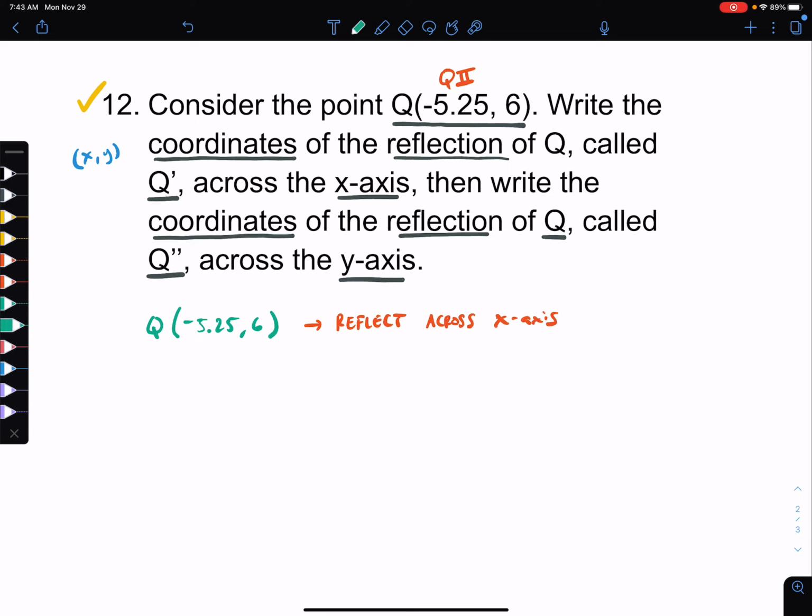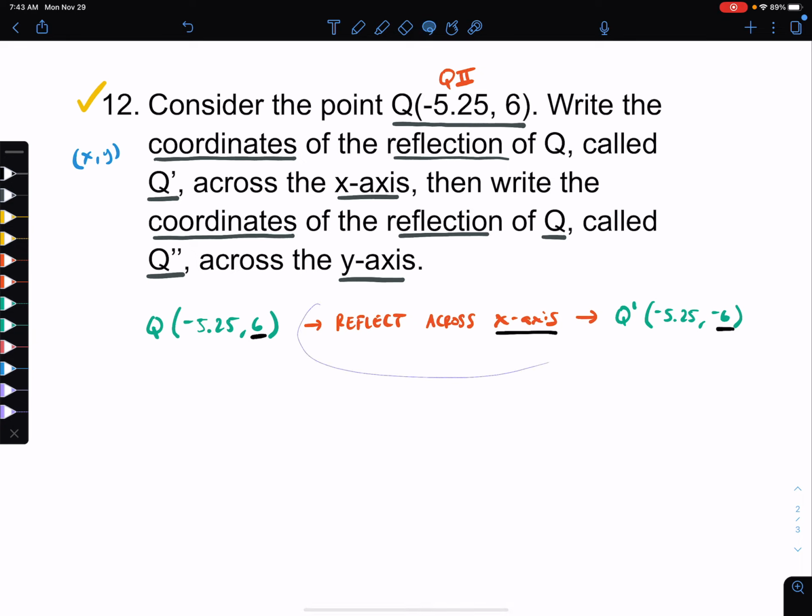If we flip it across the x-axis, that means you're flipping it up and down, okay? So the x's are going to stay the same, but the y's are going to be different. So Q prime is going to be (-5.25, -6). Just keep in mind, if you're flipping across the x-axis, the x's stay the same. It's the y's that are opposites.